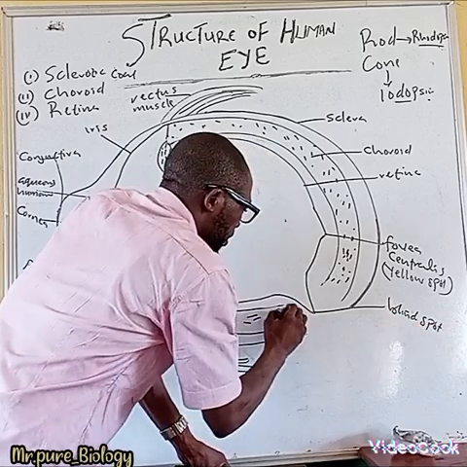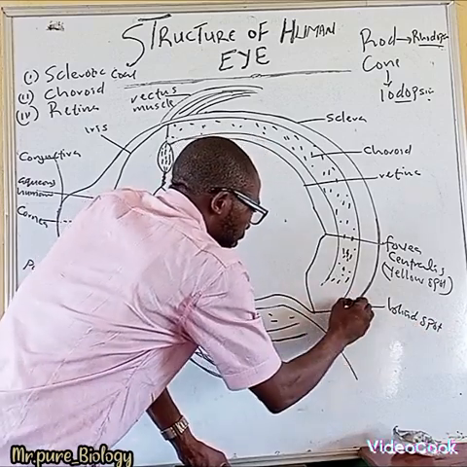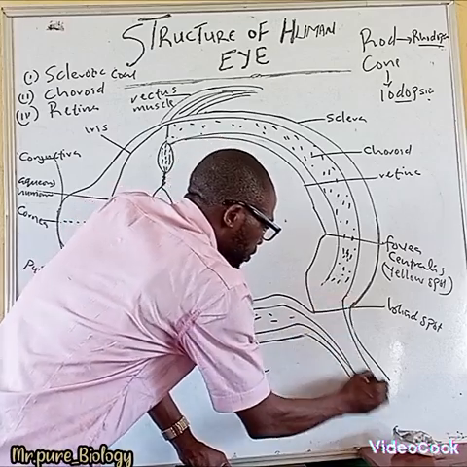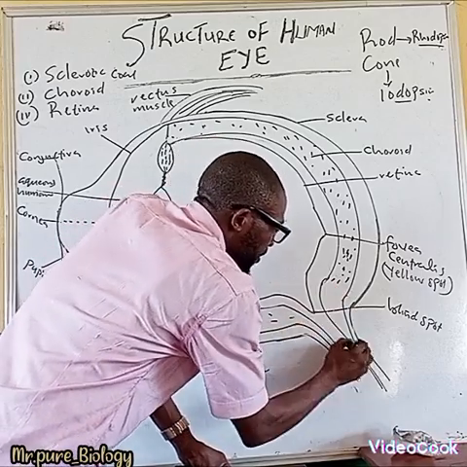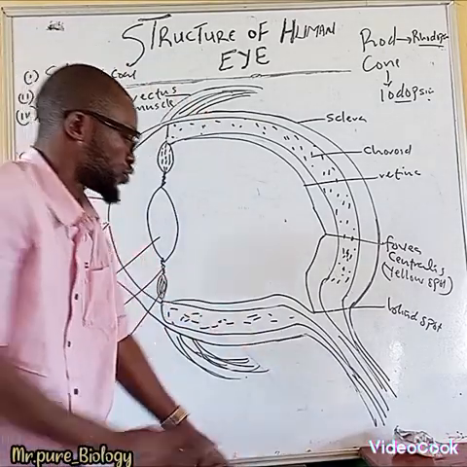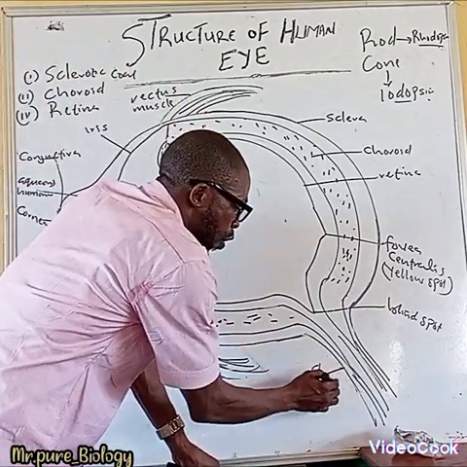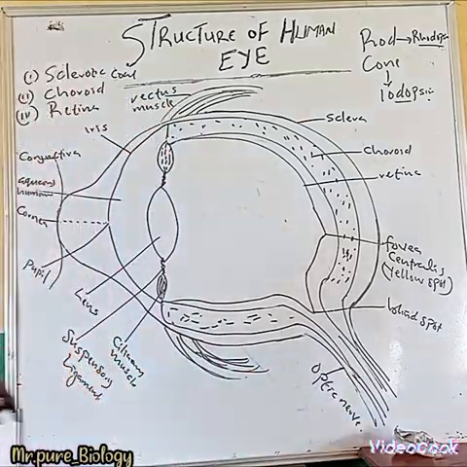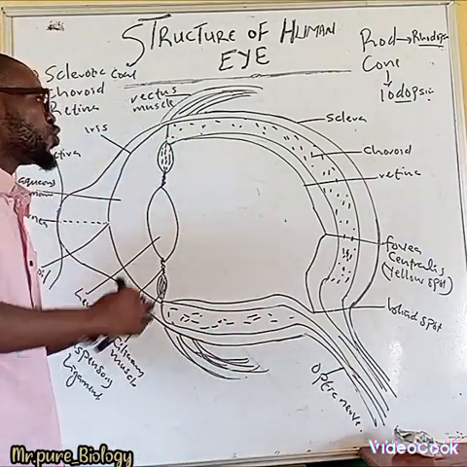Nothing happens. After that, we have the continuation of this, and the continuation of this. All these things go straight to the brain. They carry impulses to the brain, and that is what we call the optic nerve. So this is the structure of the human eye.